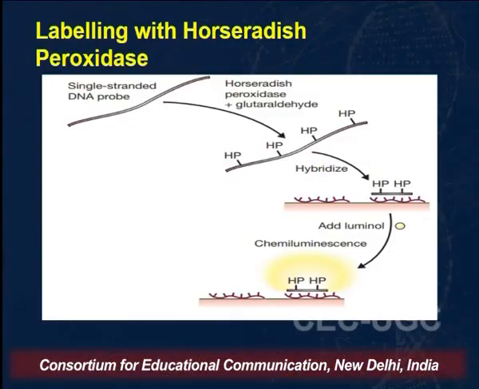The last method in this is labeling with horseradish peroxidase. Horseradish peroxidase is again an enzyme. So what you are going to do is take the single strand DNA and complex it with this enzyme, horseradish peroxidase. Now this probe is carrying the horseradish peroxidase, or HRP, protein. When you hybridize it to the library, it is going to bind complementary to the specific clone. And when you add luminol, this peroxidase is going to oxidize the luminol and give rise to light intensity. And again, this light intensity can be detected.